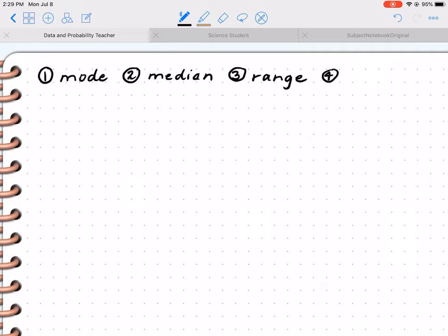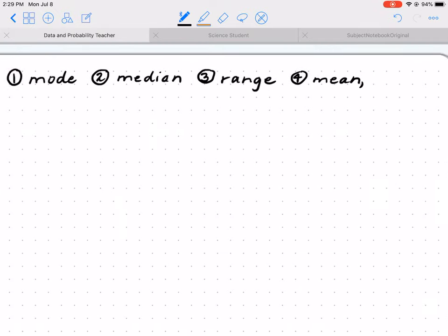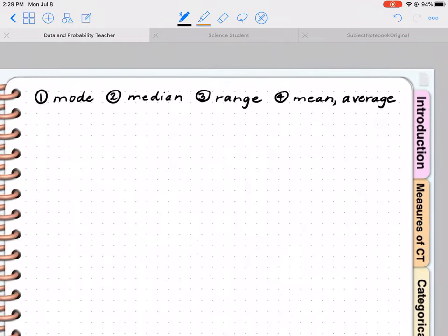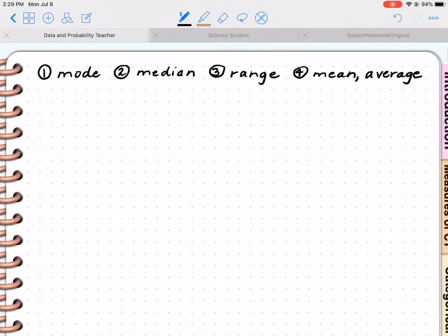Number four, if you add all the data values in a set and then divide by the total number of values in the set, you have calculated the mean of the data set. And this is also called the average. Now, if you put average and then mean, that is okay because those are synonyms and they can be used interchangeably. And then number five, a value based on a data set in which some values carry more weight than others is a weighted average.